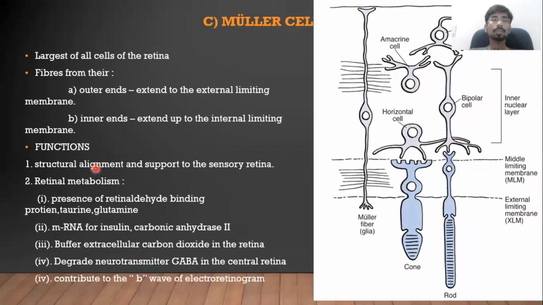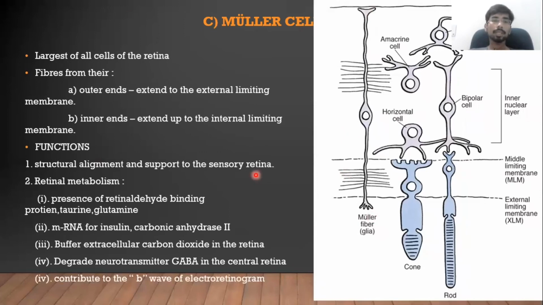Next is the Muller cell. It is the largest cell of the retina. Fibers from their outer ends extend to the external limiting membrane. Fibers from the Muller cell extend to the inner limiting membrane. So from the inner side, it extends to the inner limiting membrane. From the outer side, external limiting membrane.